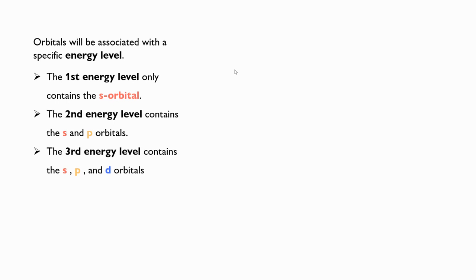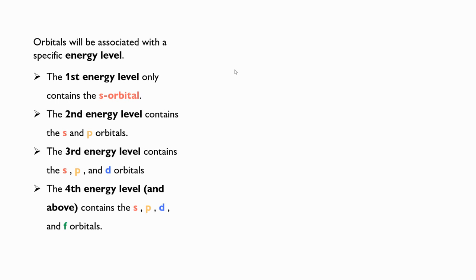So I promise this will make sense here in a second when we're going to actually practice it. But the first energy level only contains the s orbital. The second energy level contains the s and now the p orbitals as well. So the first one is only s. The second energy level contains the s and p orbitals. The third energy level contains the same s and p orbitals, but now adds the d orbitals. And the fourth energy level contains the s, p, d, and f orbitals.